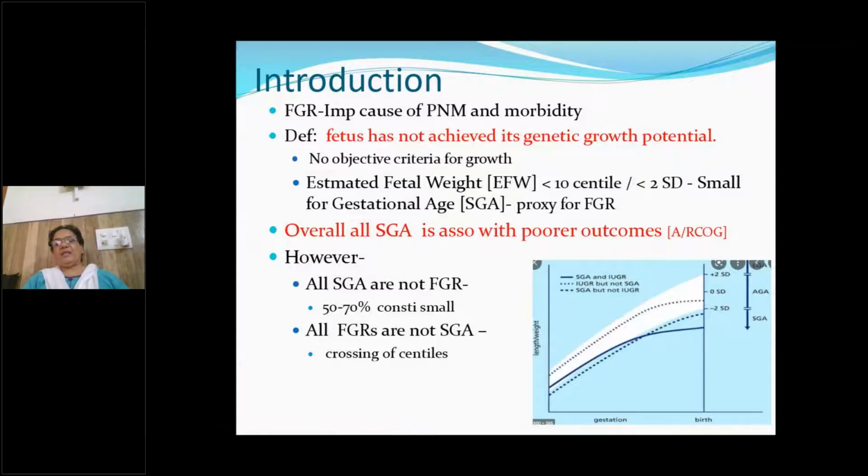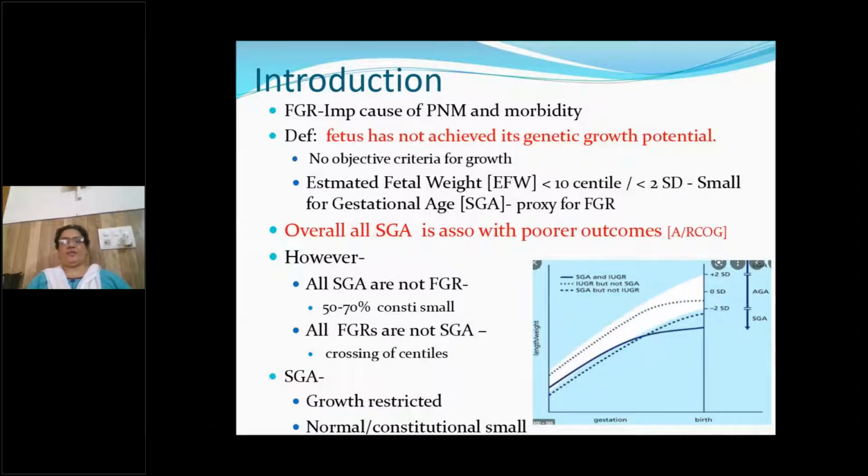So one baby is small for gestational age plus growth restricted. The second is growth restricted but not small for gestational age. And the third baby is small for gestational age and not growth restricted, so the constitutionally small baby. To summarize, a small for gestational age baby, which we define by the estimated fetal weight for the gestation, can be growth restricted or can be constitutionally small. It is important to remember this differentiation because the morbidity will depend on which category the baby falls into.